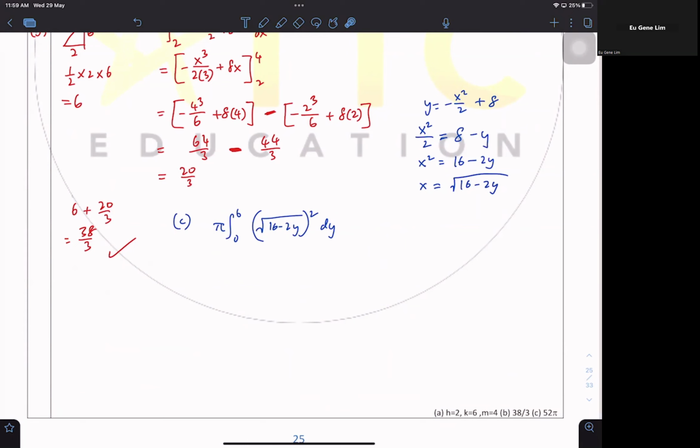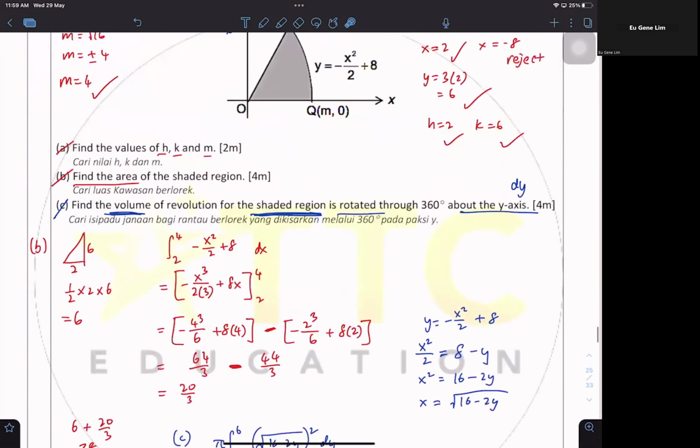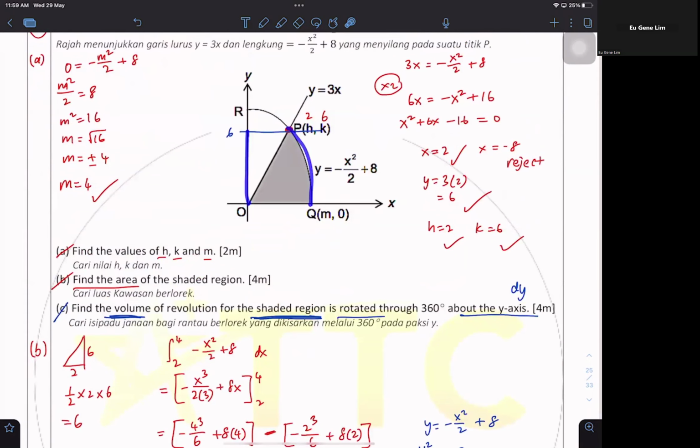Okay, but still not yet. Because if you do like that, you are actually finding the volume between this and the y-axis, everything. It includes the white color part. So you need to minus the white color part, right? So what is the white color part here? This white color part is actually a triangle. You think about area first. It is a triangle. But what if the triangle rotates around the y-axis?